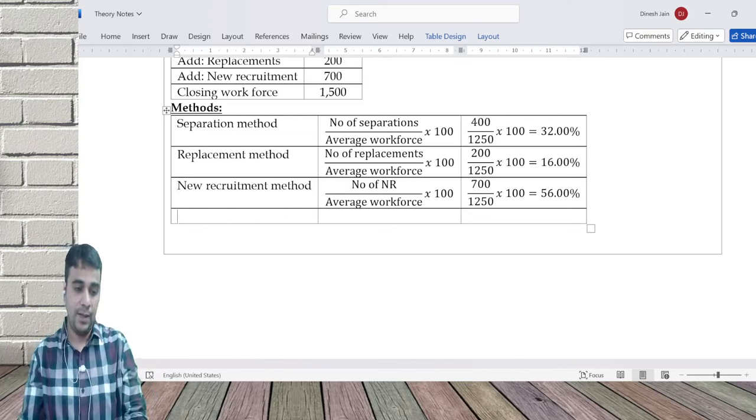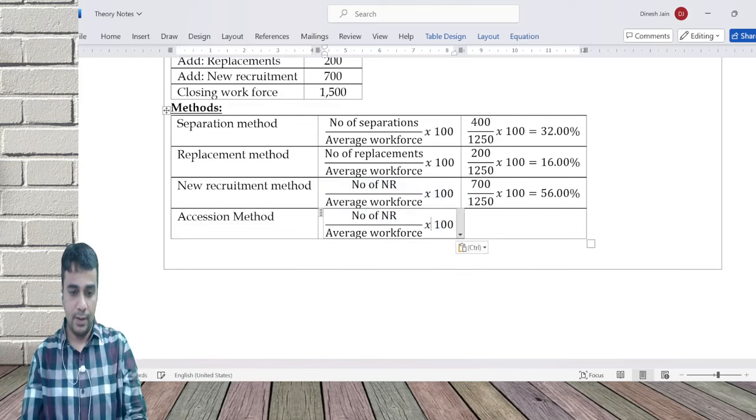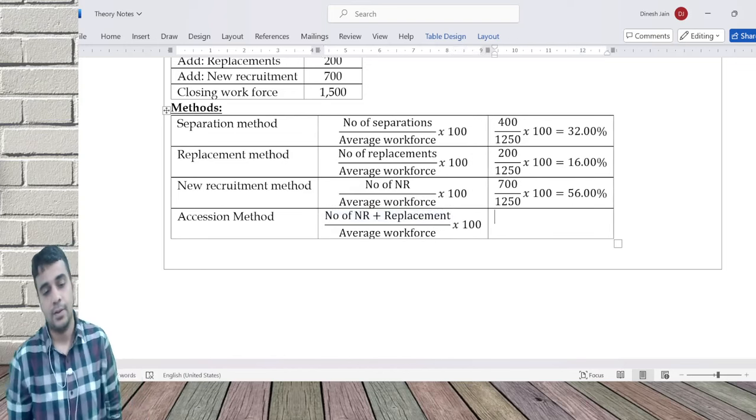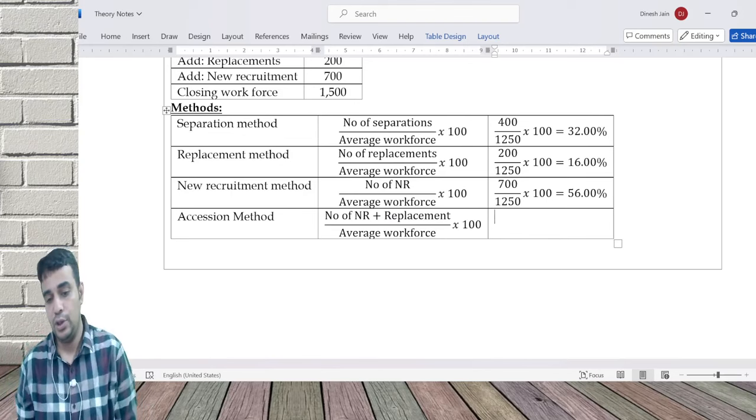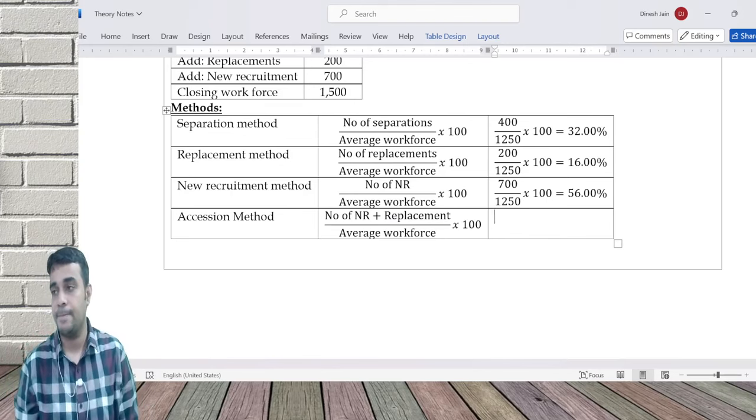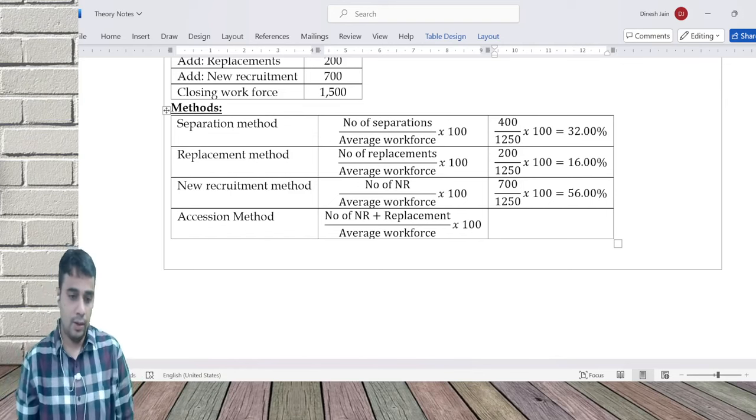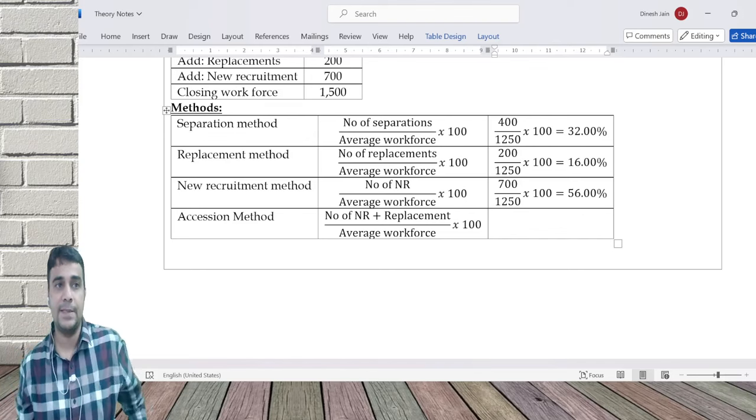Accession method, A-C-C-E-S-S-I-O-N, accession method. Write the formula; I'll explain the logic of the formula. Number of new recruitment plus replacement.